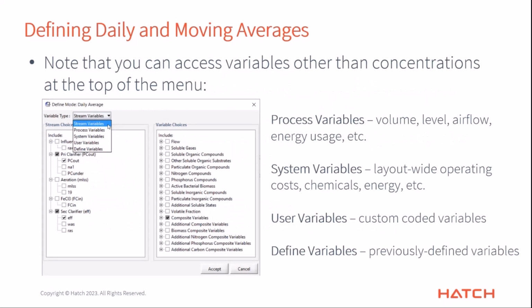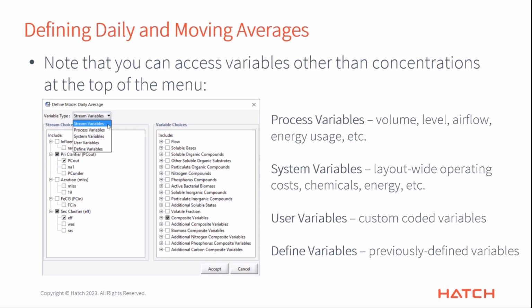Okay, so I should note that there's a little pull-down menu at the top here that says stream variables, process variables, etc. These are different things that will allow you to change what appears in the right-hand side of the menu here. Right now, by default, it's going to come up with stream variables, which is basically just flow and all your concentrations. So that's going to be there.